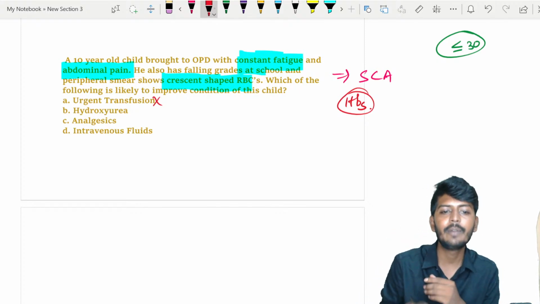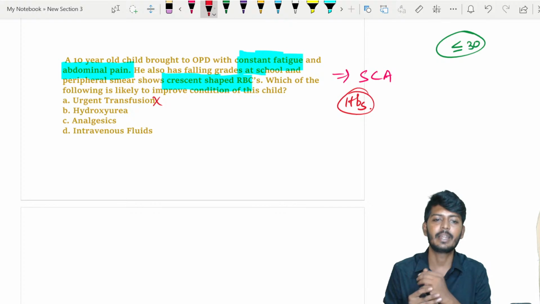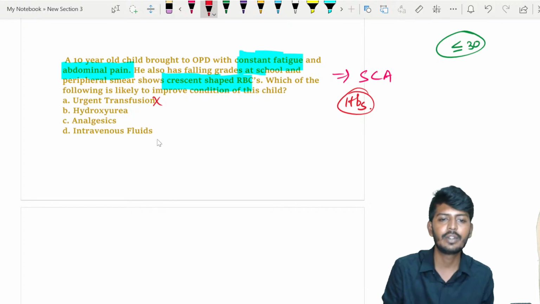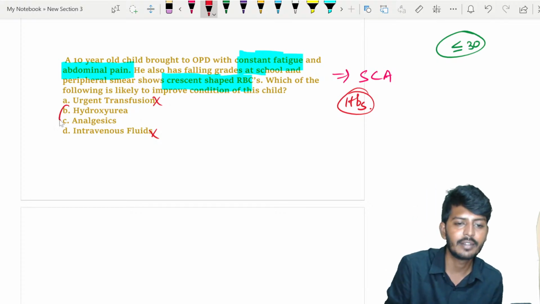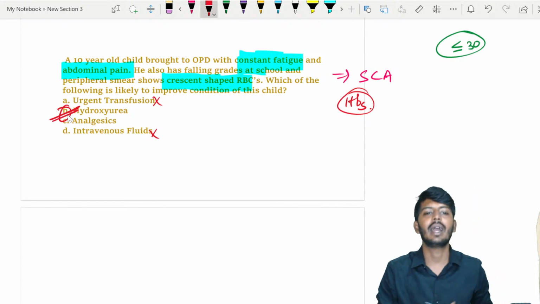So sticky hemoglobin will be there. In this case, what is the treatment? IV fluids are of not great use here. So we are left with hydroxyurea and analgesics. So the best answer, my dear students, is hydroxyurea.